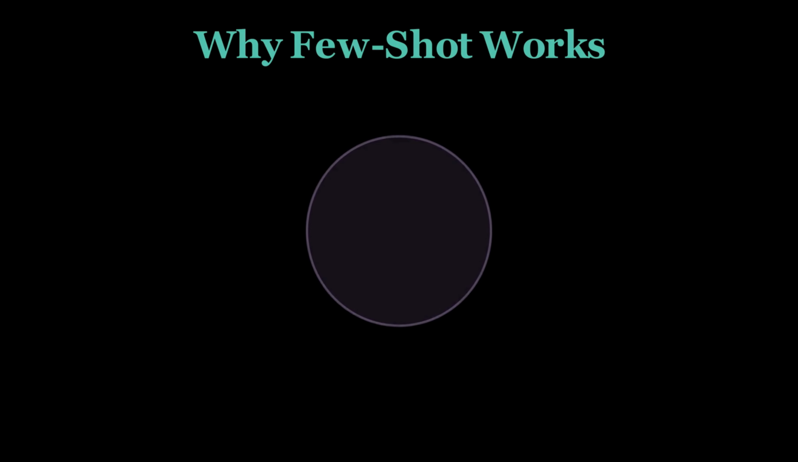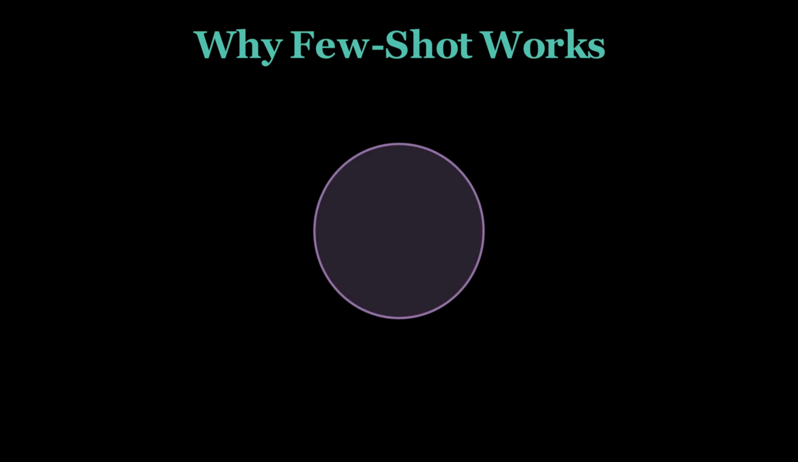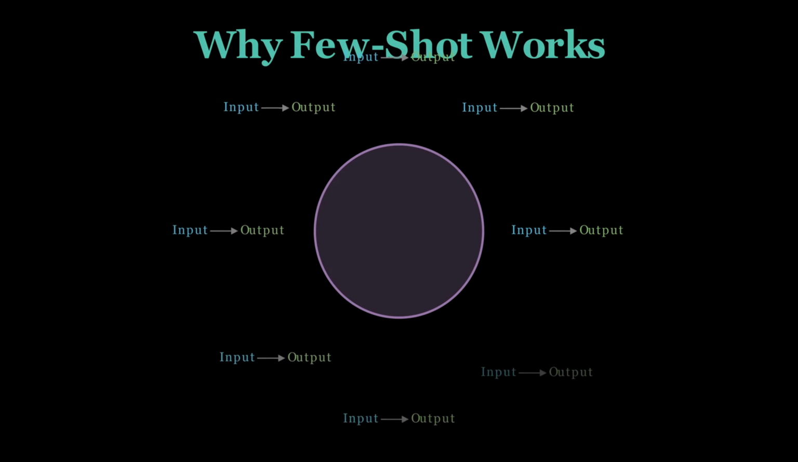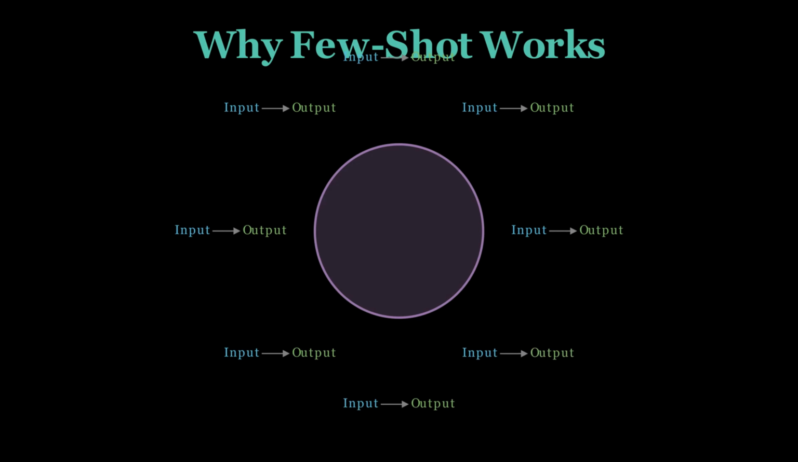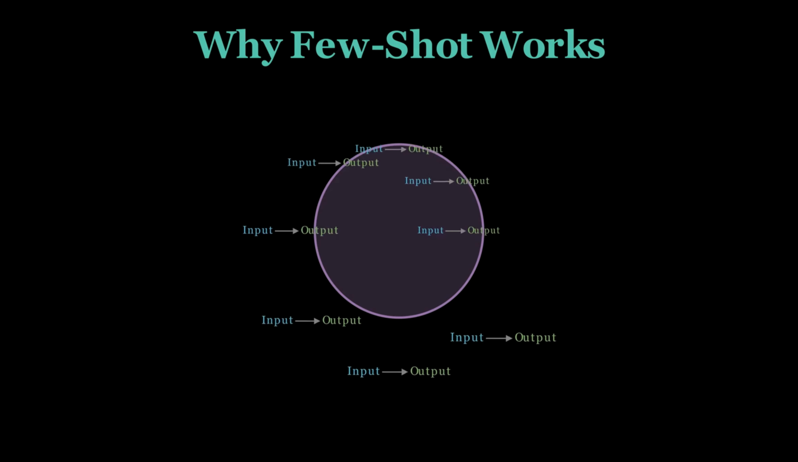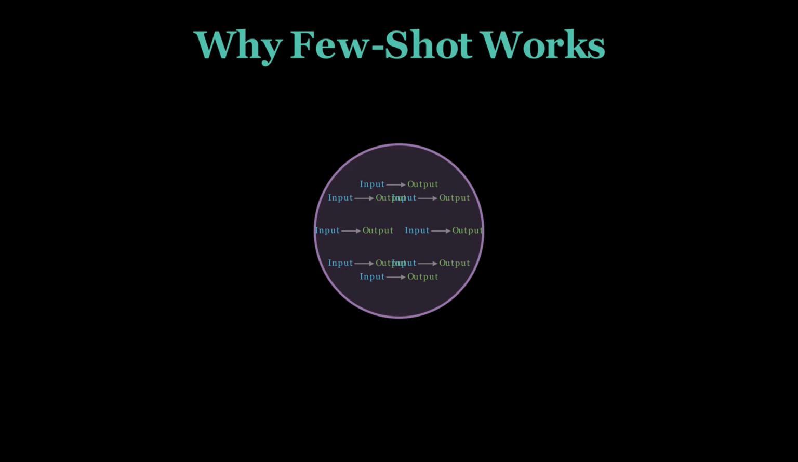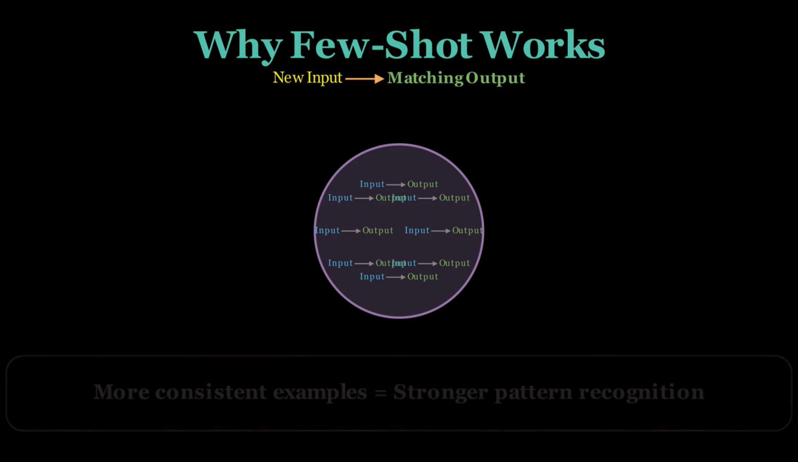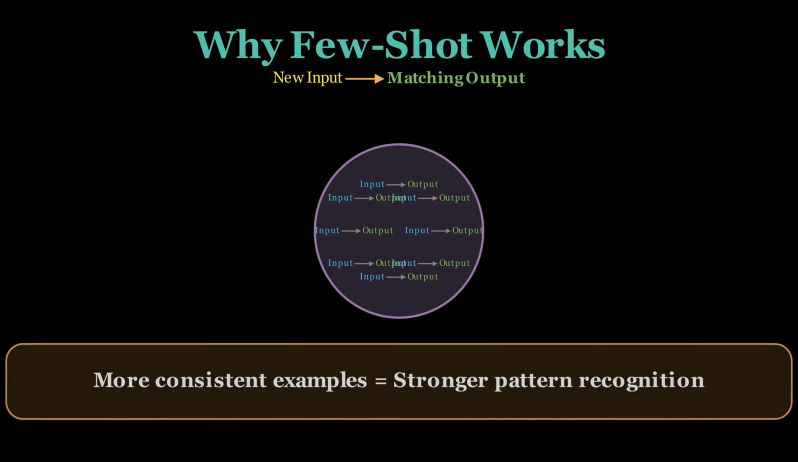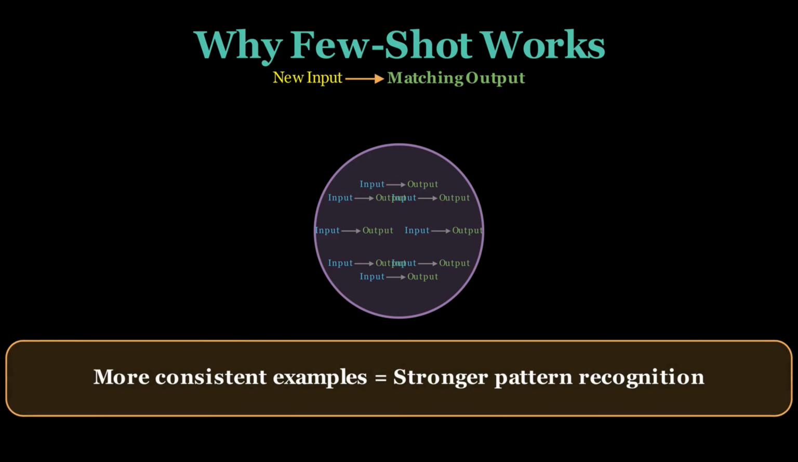Why does few-shot prompting work so well? It's all about pattern recognition. Large language models like ChatGPT are pattern recognition machines. They're trained on billions of examples. When you show examples, you are activating this pattern recognition. The model sees input leads to output. Input leads to output. Then when you give a new input, the model recognizes the pattern and produces an output that matches the examples. Key insight. The more consistent your examples, the stronger the pattern. The AI learns exactly what you want.